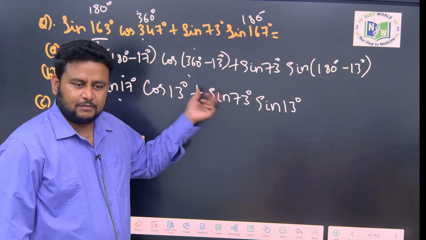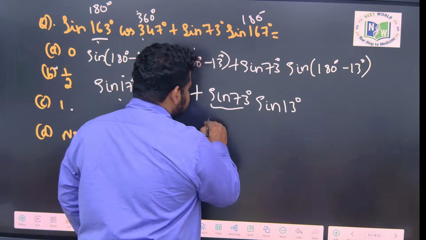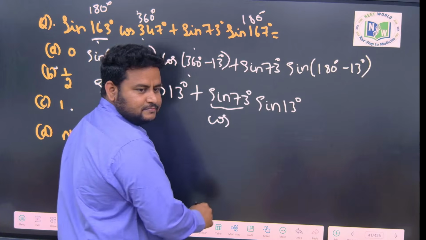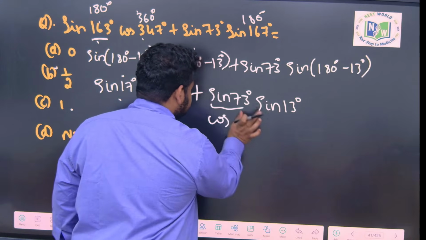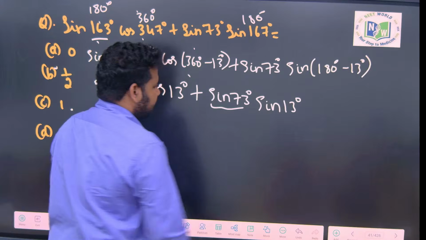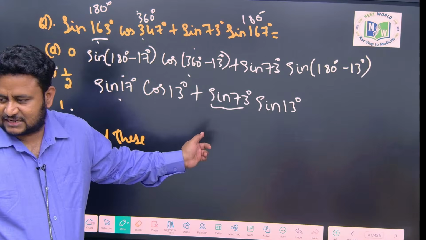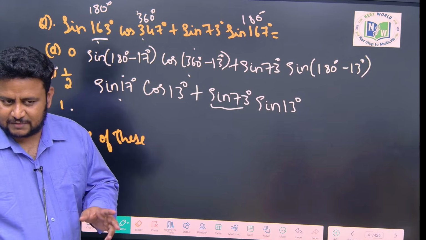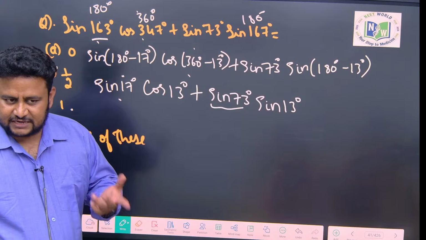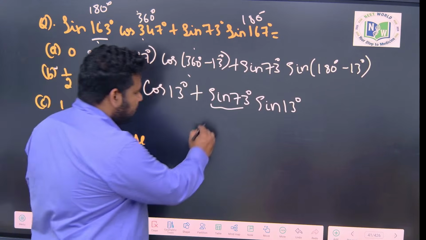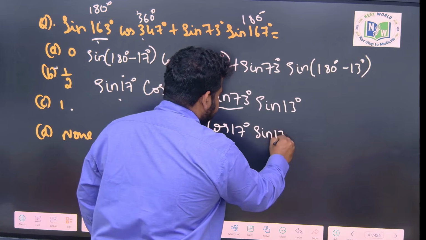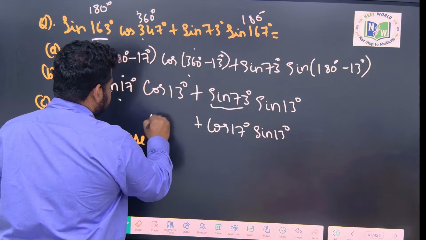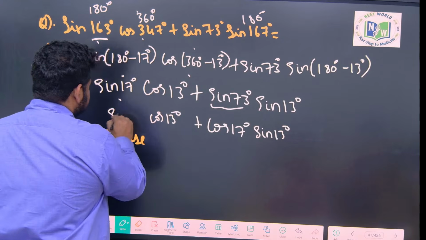Now I will manipulate this. So this I can write as sin 90 cos 90 minus... Or I can write this as: 73 can be written as a complementary angle, sin 90 minus 17. Is 90 an even multiple or odd multiple? Odd multiple, so sin will become cos. So this will become cos 17. So sin 13, this is cos 13, this is sin 17.